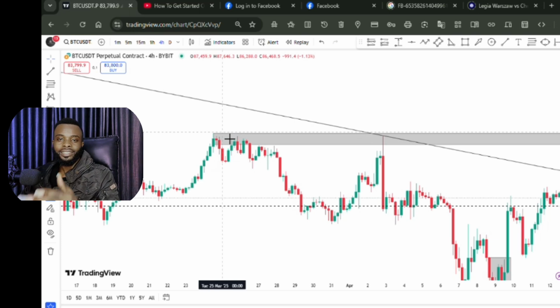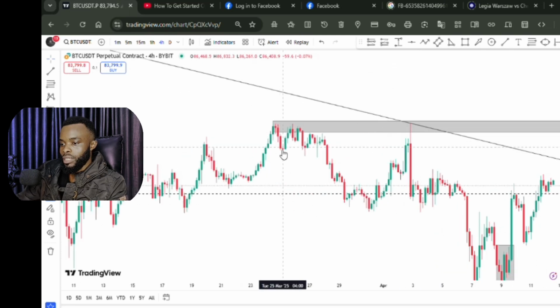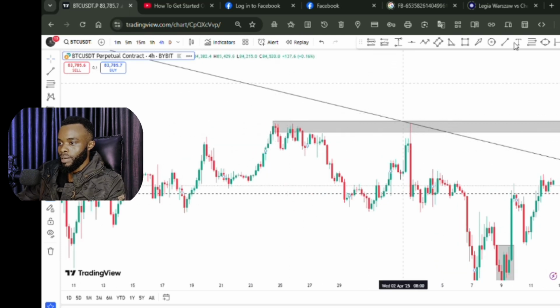So in this case, BTC/USDT is in a downtrend, so we want to be looking at a particular zone to start selling. We start following what the market is doing, so we can start making our profit or our money. So right here, what the market is doing is you can see the rejection at this particular zone.